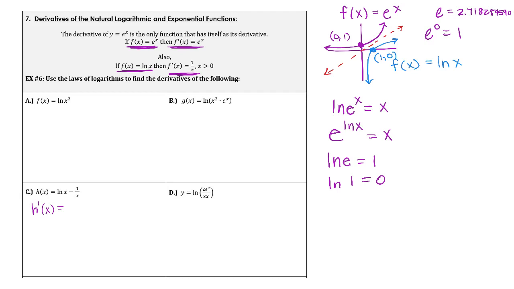Yes, because look at the graph of ln of x. x always stays positive. It's never ever going to be negative. It's not over on the other side.